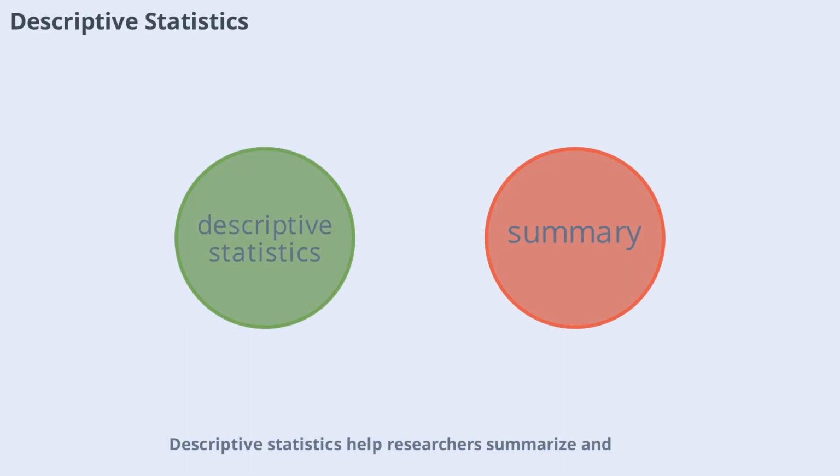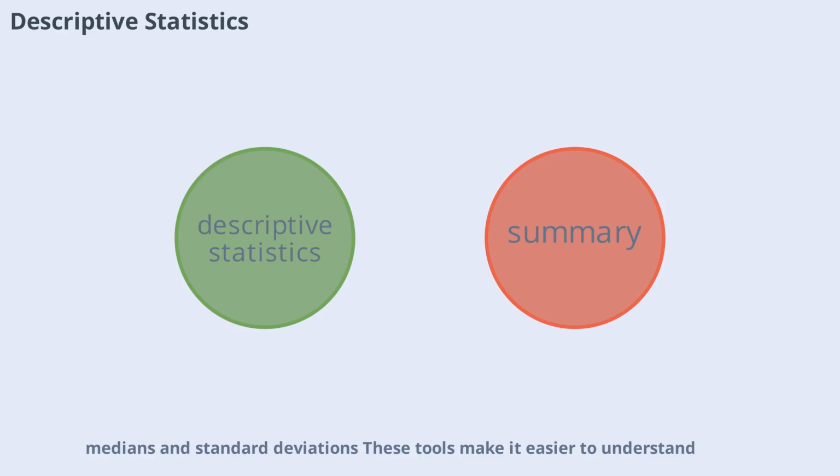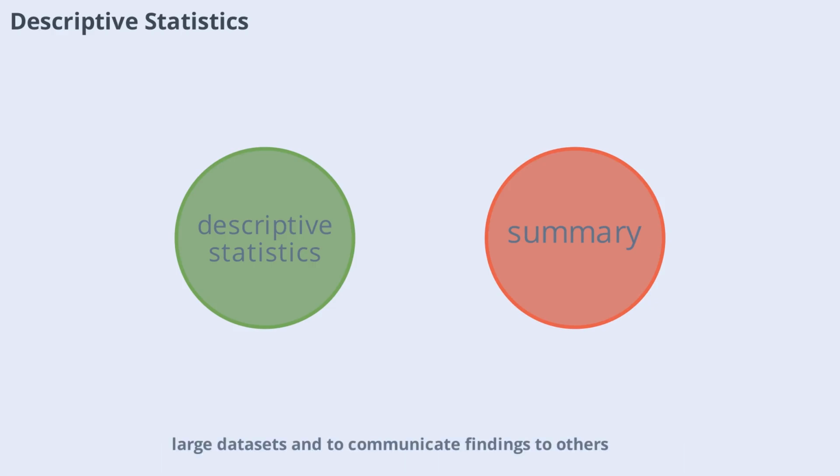Descriptive statistics help researchers summarize and describe the main features of their data. Common measures include averages, medians, and standard deviations. These tools make it easier to understand large datasets and to communicate findings to others.